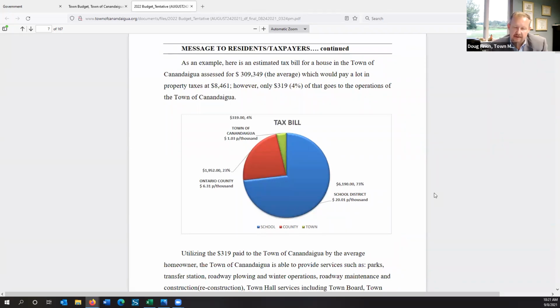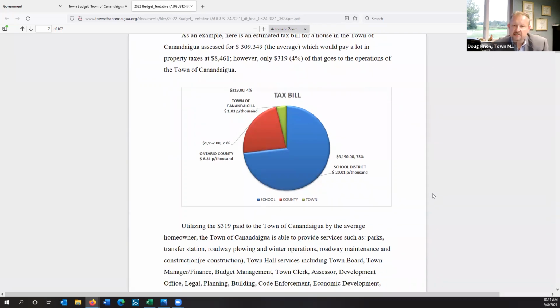The average house that we talked about being assessed at $309,349, absolutely, I referenced this earlier, does pay a lot in property taxes. It pays $8,461 a year in property taxes. That's a lot of money. There is no doubt about that.